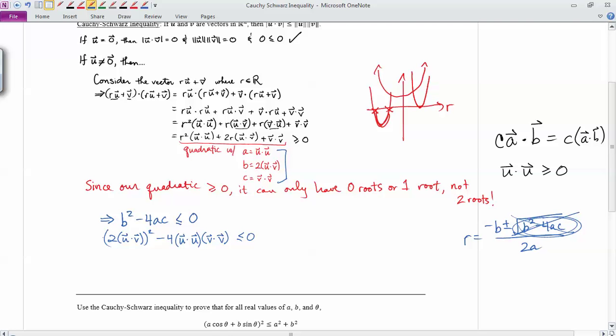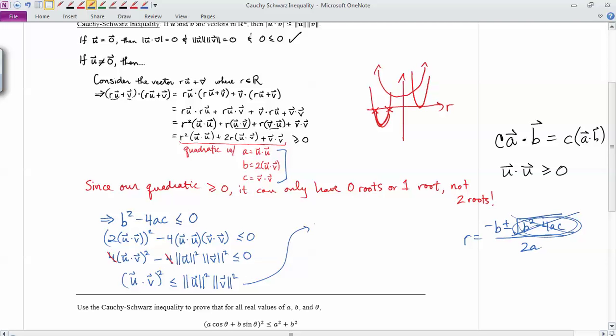So if I multiply out this thing, that's going to be 4 u dot v squared minus 4, and then u dot u is really the magnitude of u squared, and v dot v is the magnitude of v squared, is less than or equal to 0. I could divide both sides of the inequality by 4, so the 4's go away. And then I could move the negative magnitudes of u squared and v squared over to the right side, and I'll end up with this line, u dot v all squared is less than or equal to magnitude of u squared, magnitude of v squared.